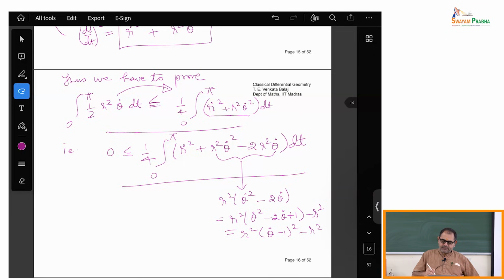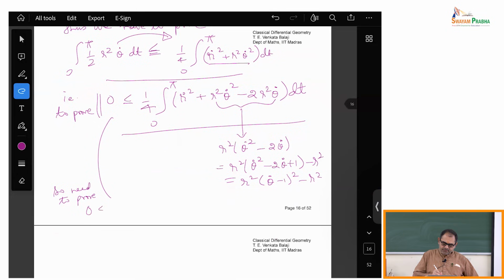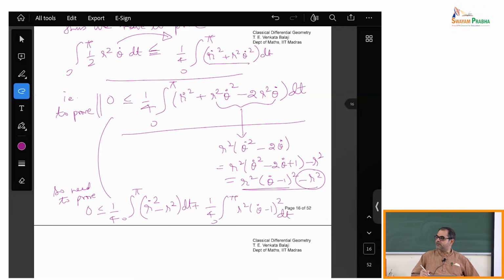Okay, so therefore the net effect is that I need to prove 0 less than or equal to 1 by 4 integral 0 to pi, r dot squared plus, I have to write this term, so I will bring this minus r squared here. That's one term, and then this r squared times theta dot minus 1 whole squared, I'll write as another integral. So it's 1 by 4 integral 0 to pi, r squared into theta dot minus 1 the whole squared, and of course there's a dt everywhere. Okay, this is what I have to prove, right?